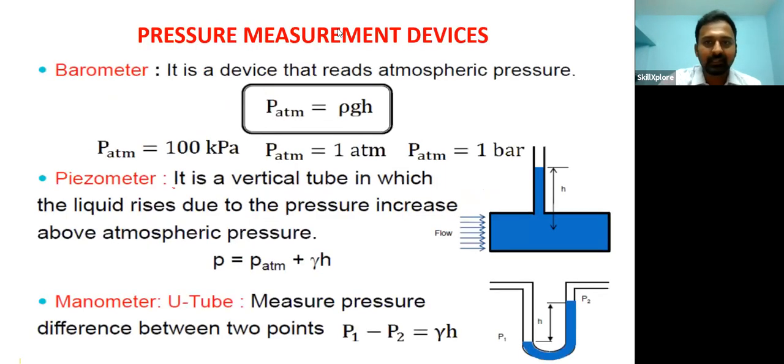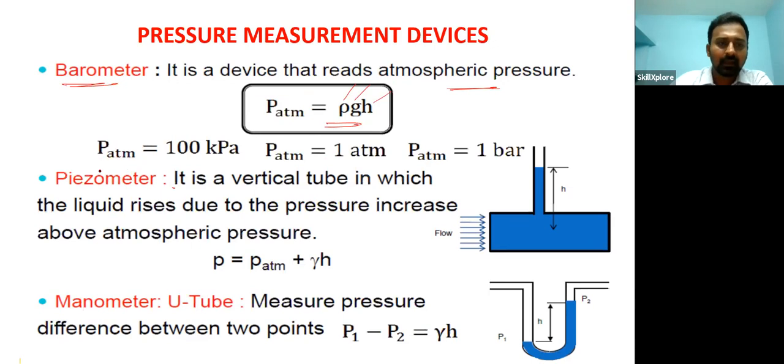So next thing is pressure measuring devices. We all know that these are some familiar pressure measuring devices. There is a barometer, a piezometer, and a U-tube manometer. This barometer we have studied in your 10th standard physics itself. To calculate the atmospheric pressure, we just need density, acceleration due to gravity, and height, that is the head of fluid. If you multiply these three things, we will get the atmospheric pressure. So this device is used to calculate the atmospheric pressure.